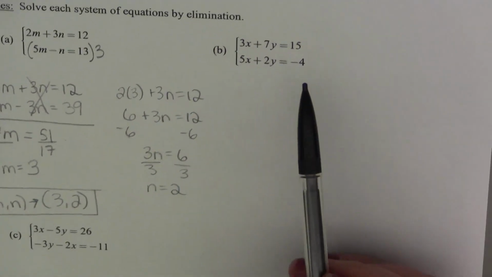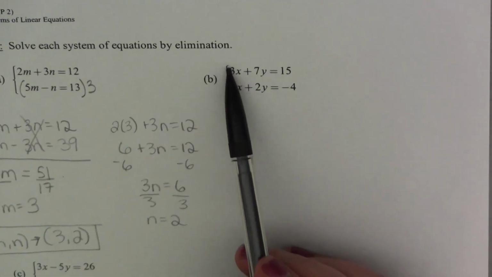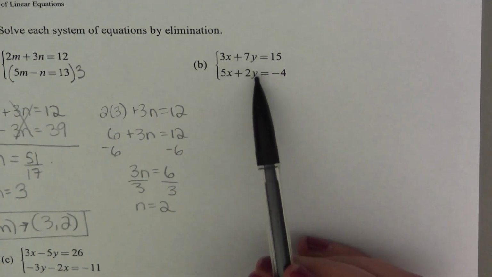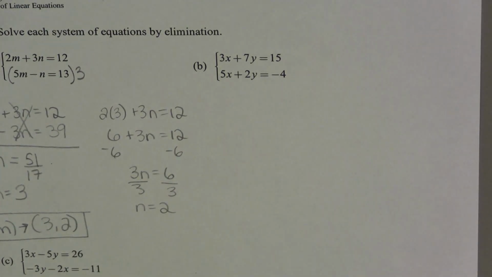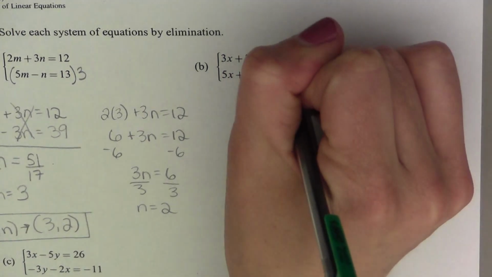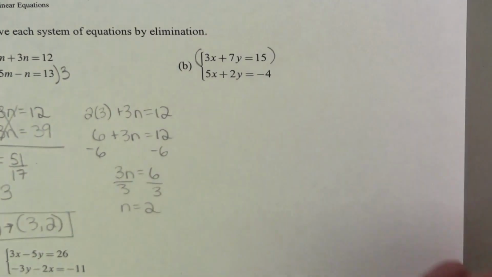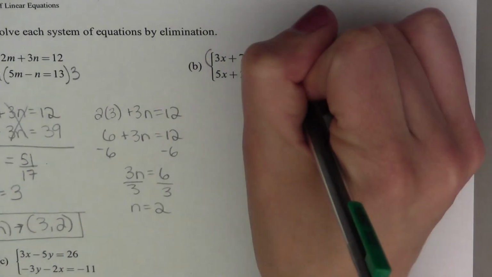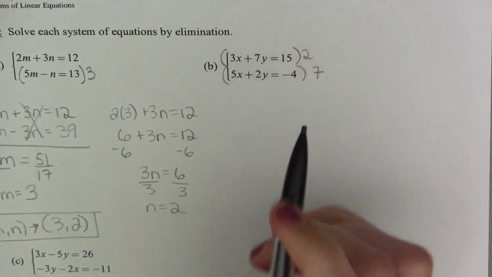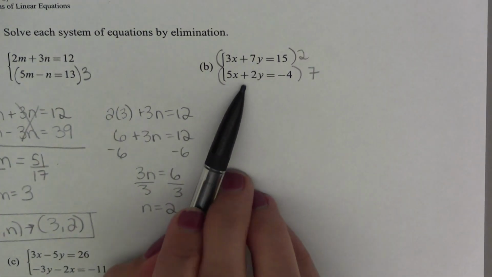Moving on to example B, I'll compare my 3 with my 5. Not easy to turn either one. 7 and 2, still not easy to turn either one. But I think I'm going to focus on that 7 and 2. So I'm going to multiply my top equation by 2 and my bottom equation by 7. So that'll turn both my y's into 14.